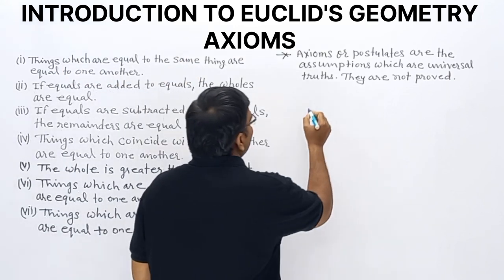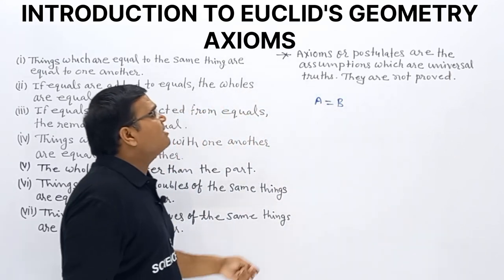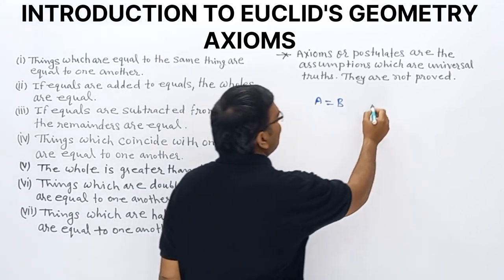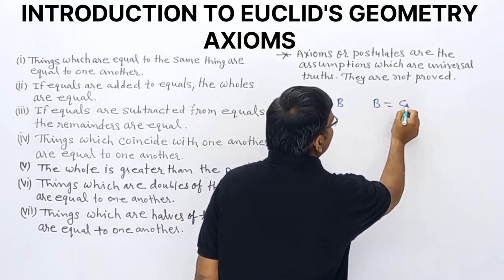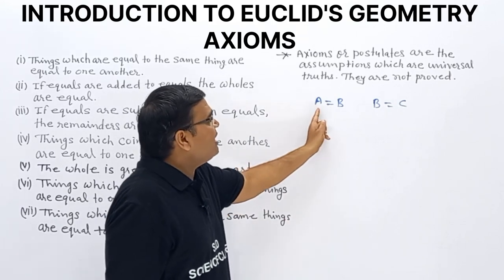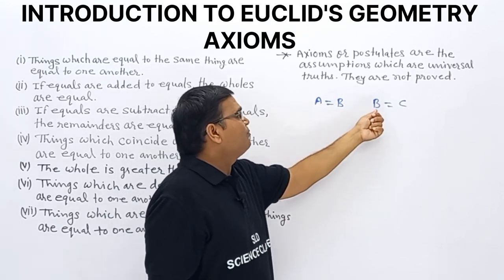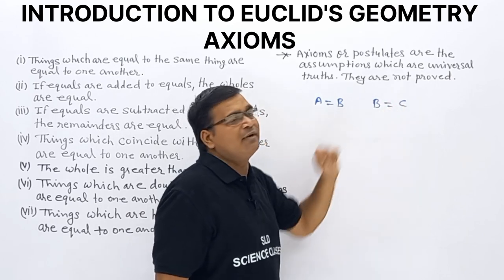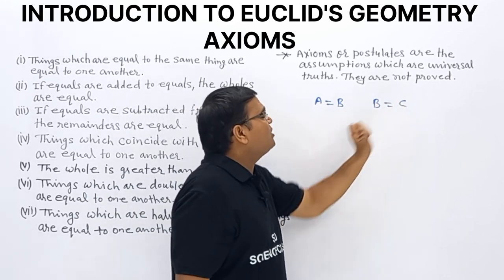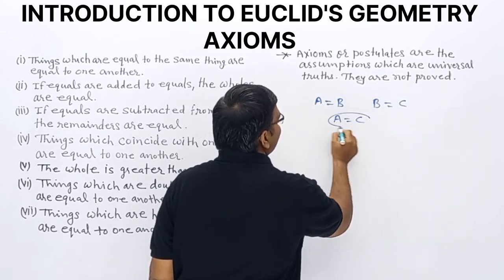Observe carefully. A equal to B. Two things I am taking. A equal to B and B equal to another thing, B equal to C. Two things A and B are equal, and B is equal to the third one, C. A equal to B, B equal to C, then we can say A equal to C.